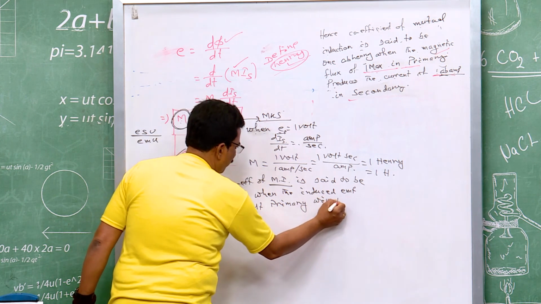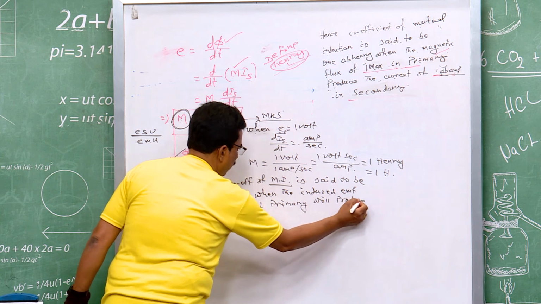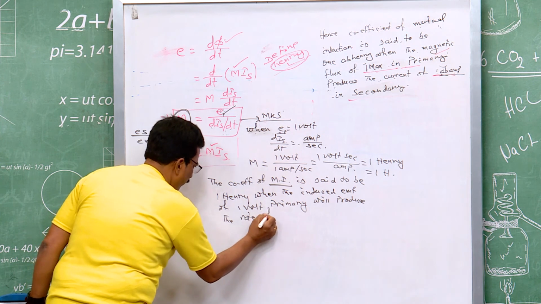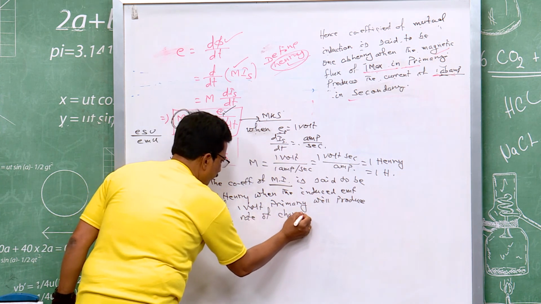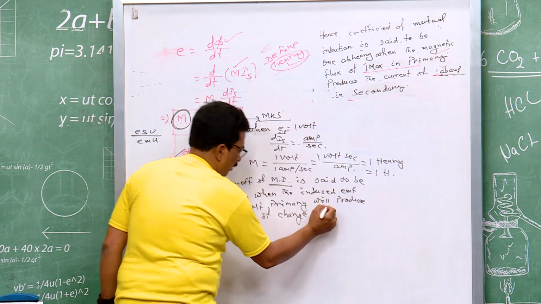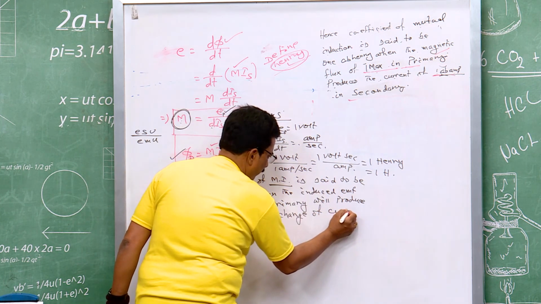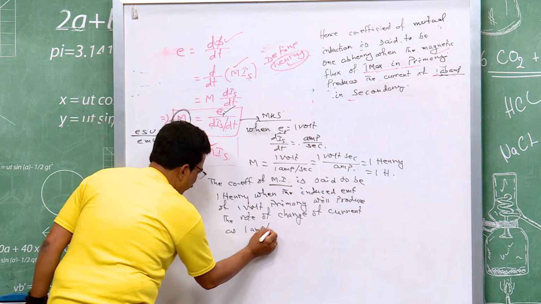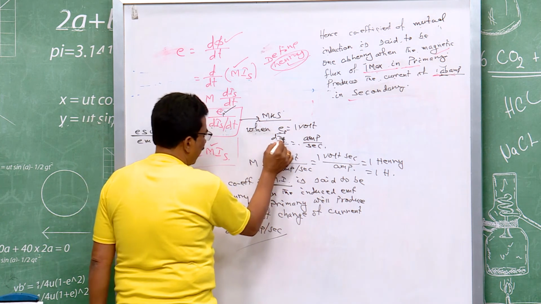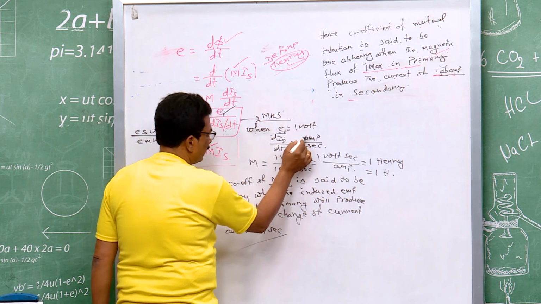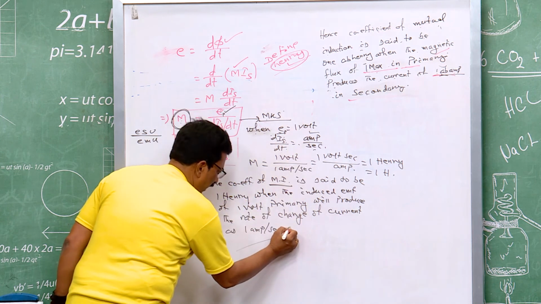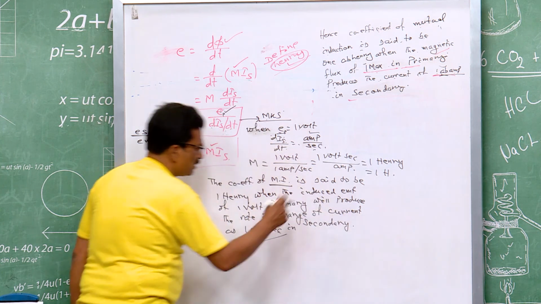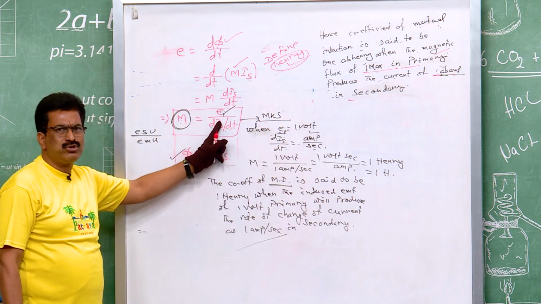in the secondary, in the primary this is the Ep, will be produced by the rate of change of current of 1 ampere per second, because dI by dt is the rate of change of current, that is ampere per second, in the secondary. This is for the mutual induction.